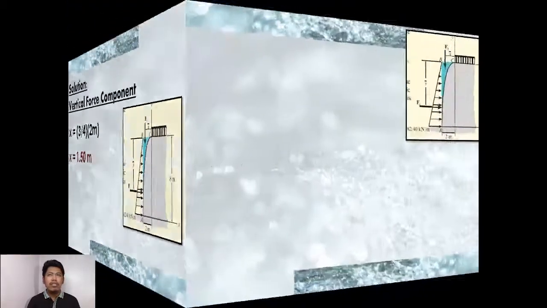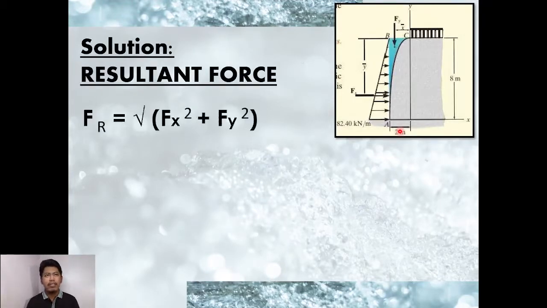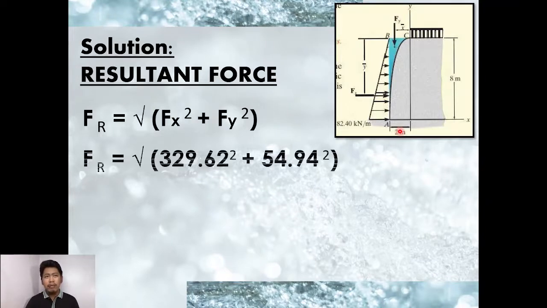Since we now know our components, let's find the resultant force. The usual resultant force, from your engineering mechanics, statics and strength of materials, or mechanics of deformable bodies, is equal to the square root of the sum of the squares of the component forces: the square root of Fx squared plus Fy squared. Substituting, that is the square root of 329.62 squared plus 54.94 squared, which gives us 334.17 kilonewtons. That is our answer.